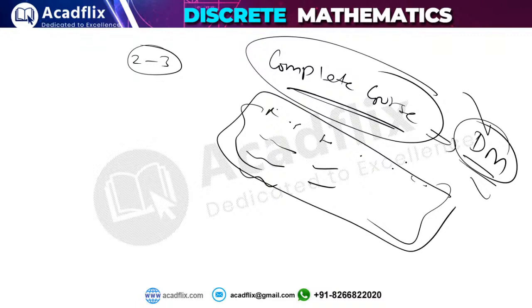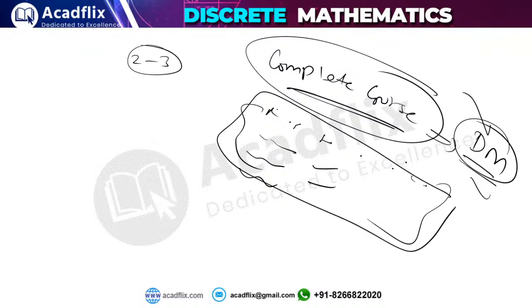So in the next lecture we will see combinatorics. Combinatorics means counting, and after combinatorics we will study probability. So we have 3 more lectures: combinatorics will take 1 lecture and probability will take 2 lectures.